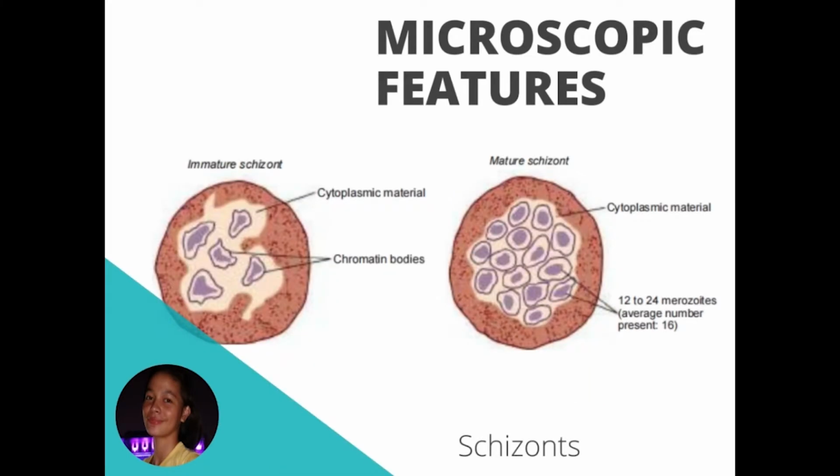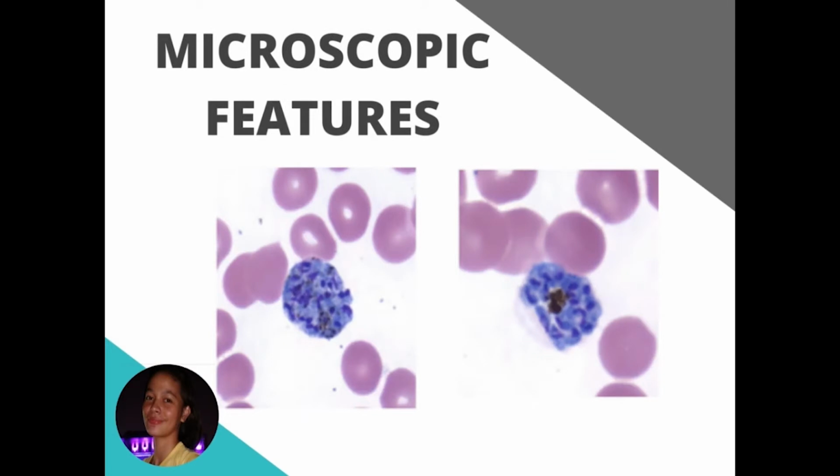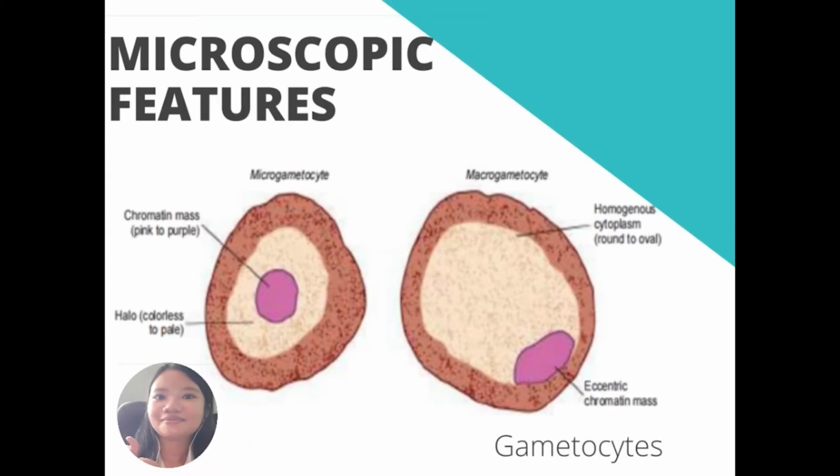The mature schizonts contain 12 to 24 merozoites. Pigment collects in 1 to 2 clumps which are more condensed, and the parasite almost fills the enlarged RBCs as seen in the image on the right. Last are the microgametocytes and macrogametocytes. Here, the previous chromatin bodies now become denser, forming a chromatin mass differing in location within a homogeneous cytoplasm.